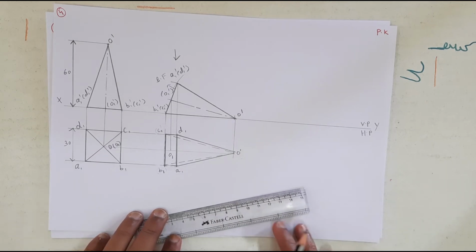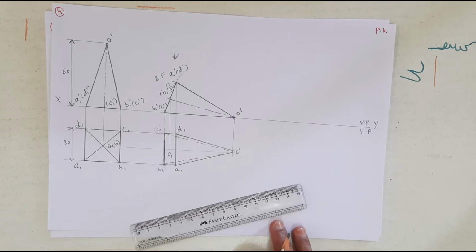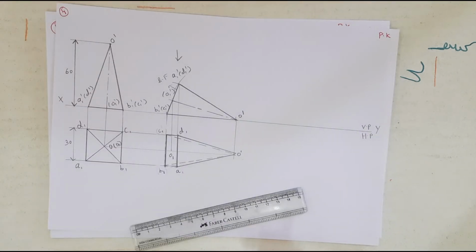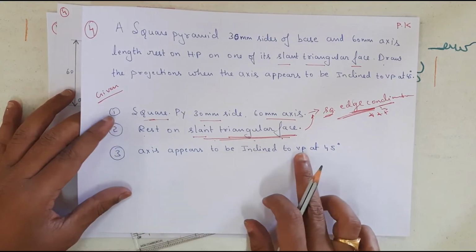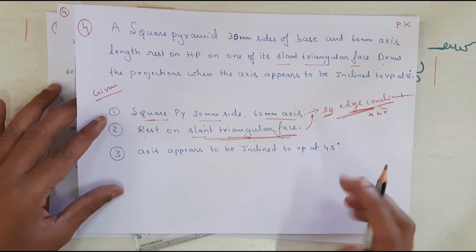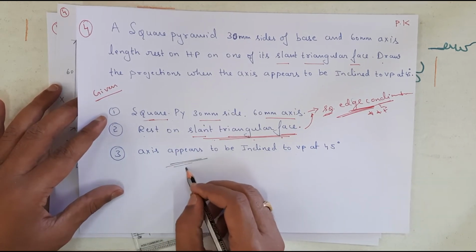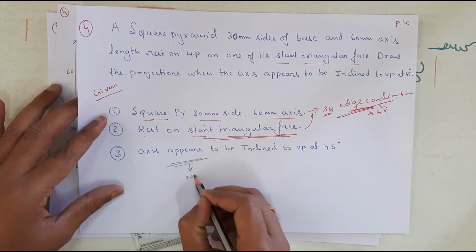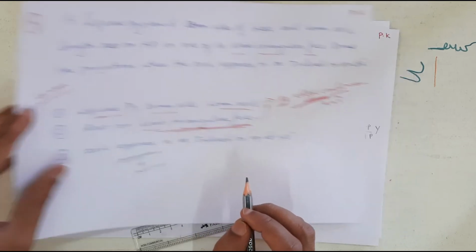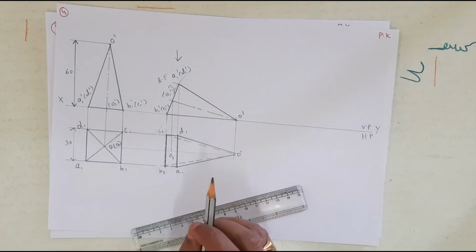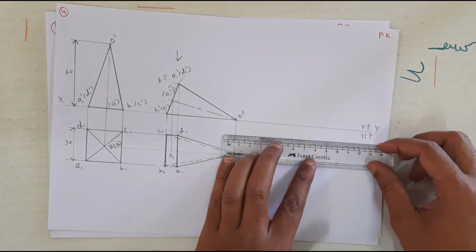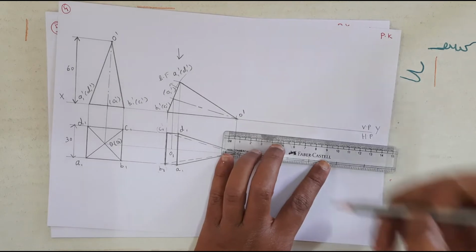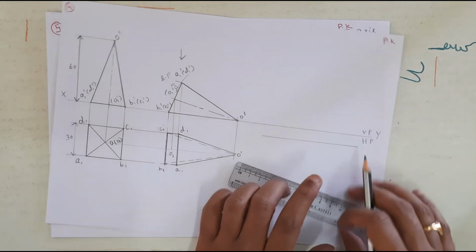So what is the next step? Next step is to read the question. Okay, so the axis appears to be inclined to VP at how much? 45 degree. So there is a word called what? Appears. So therefore this is a normal problem. It is being inclined at an angle of how much? 45 degree.